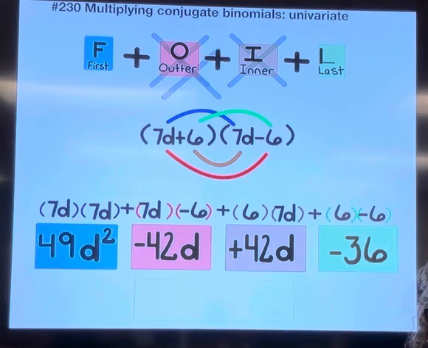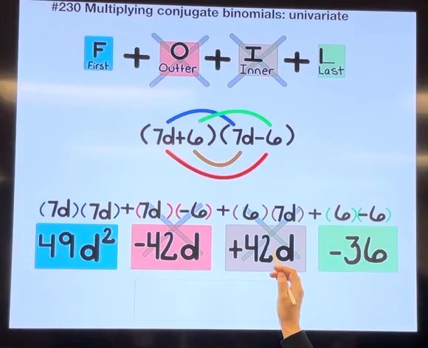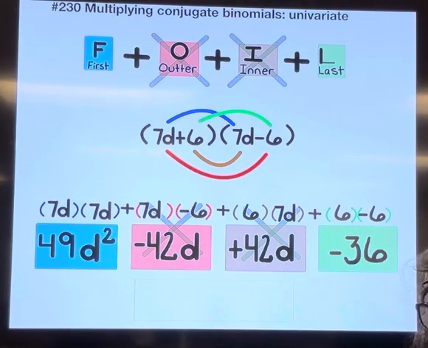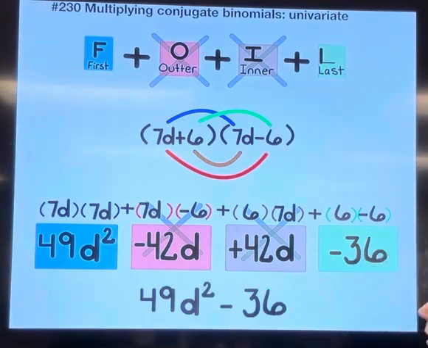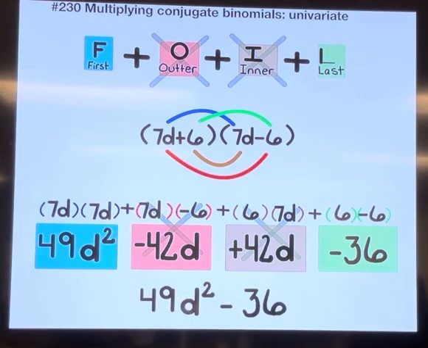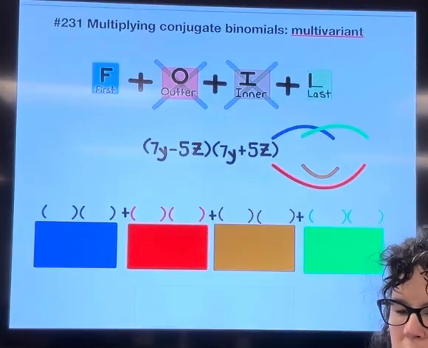So if I would have noticed up front, then I could have just completely skipped doing O and I and just done first times first to get 49D squared and last times last to get -36 and done a bit less work. Okay, so I'm gonna do one where I actually skip it because I notice.